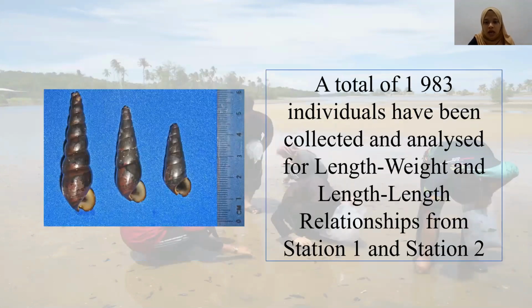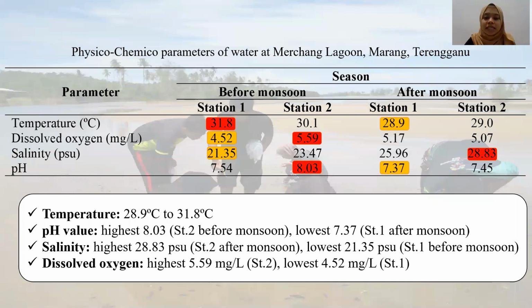For the result, a total of 1,983 individuals have been collected and analyzed for length-weight relationship from Station 1 and Station 2. This is the result for physico-chemical parameter.